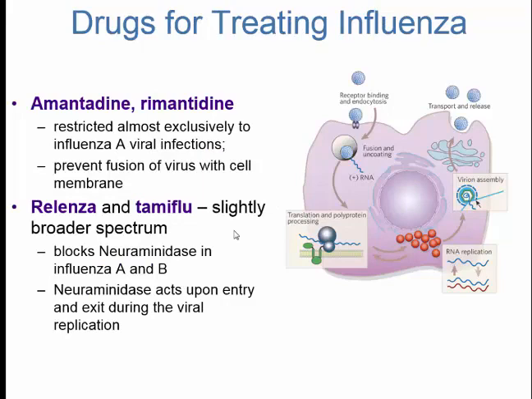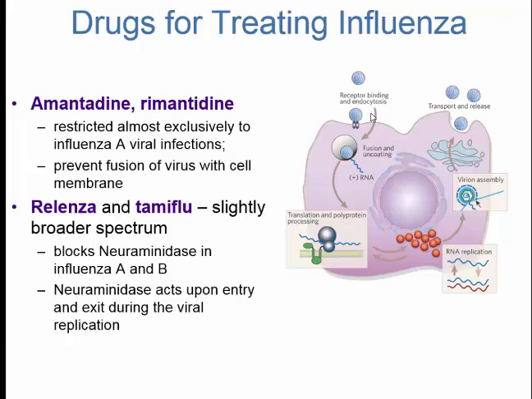So drugs for treating flu, amantadine or rimantadine, are pretty exclusive to influenza A infections. They're going to impact the fusion of the specific virus with the cell membrane. And so you're looking at that process up here, the absorption. And then Relenza and Tamiflu, these guys are slightly broader spectrum, and they're going to block neuraminidase.